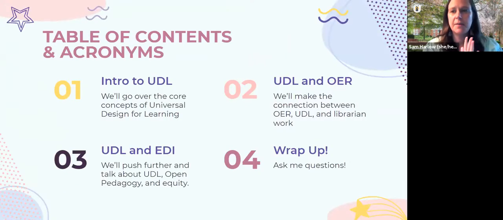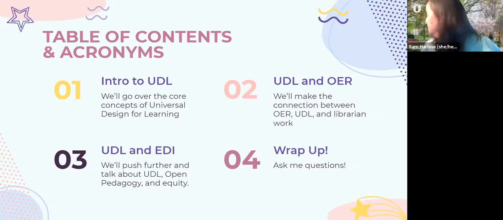So today I'm going to be talking about mostly UDL connecting to OER, and it's a lot of acronyms thrown out there throughout the presentation. So we'll start with the definition and the core concepts of Universal Design for Learning, otherwise referred to as UDL. We're going to make a connection between OER and UDL, open educational resources, and we're going to be doing Universal Design for Learning and Equity, Diversity, and Inclusion, sometimes referred to as EDI, connecting the dots between the two, and then we're going to be wrapping up by having time for questions.